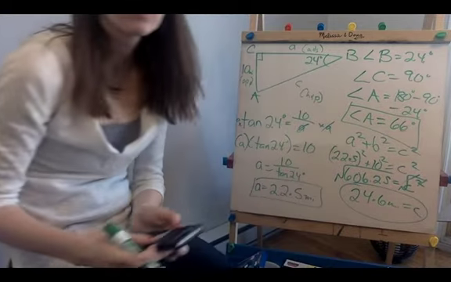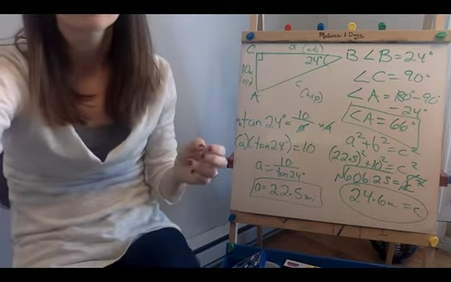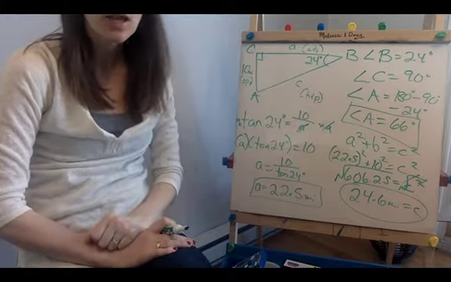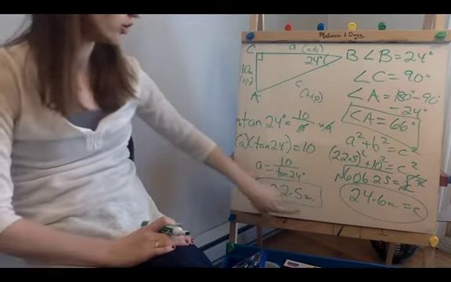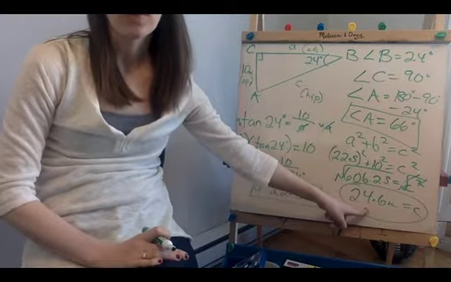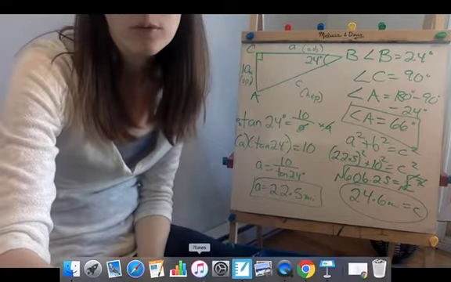All right, so that's how we would solve that. This triangle has been solved because here are my three angles, 24, 90, 66, and my three sides are 10, 22.5, and 24.6. A quick check does show that 24.6 is the longest side, which matches with the hypotenuse. Okay?